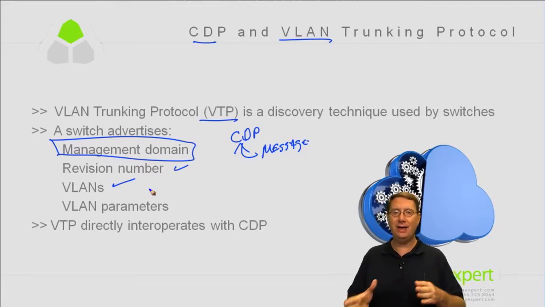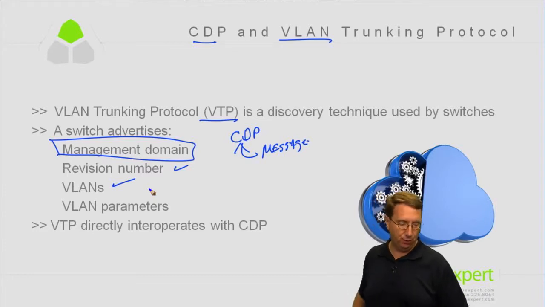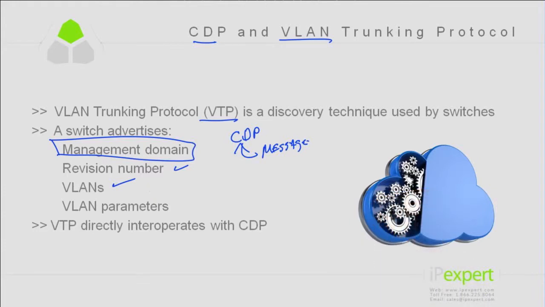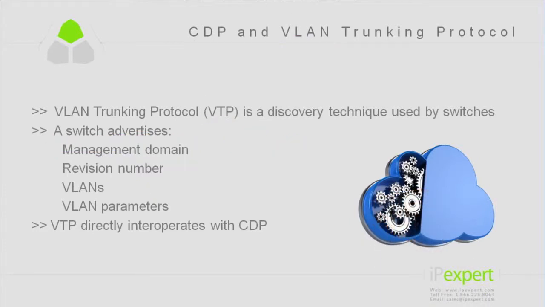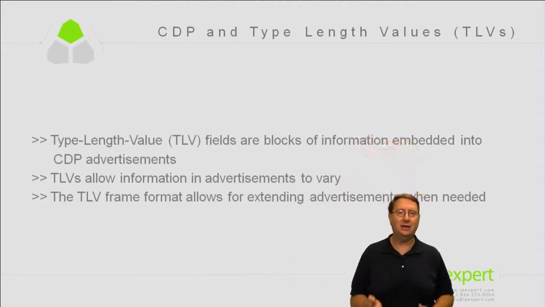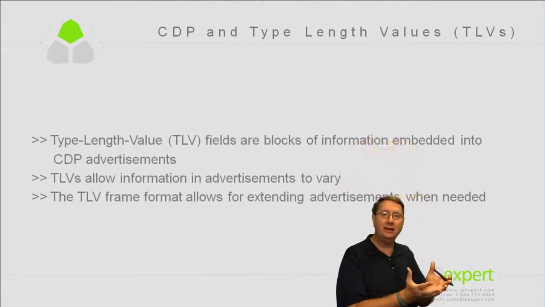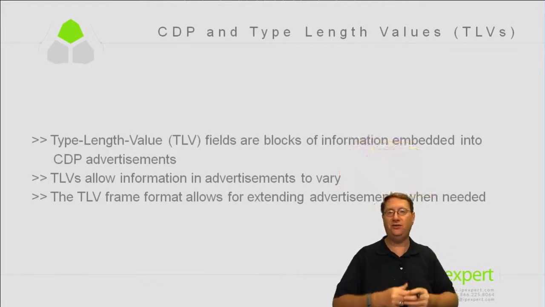Because again, information is going to be exchanged between devices using the CDP protocol. The Cisco Discovery Protocol is one of the most useful layer 2 tools that we have available to us, and one of the reasons it's so useful is the fact that it can communicate so much information, and it has the capacity to be modified to communicate different information in the future.